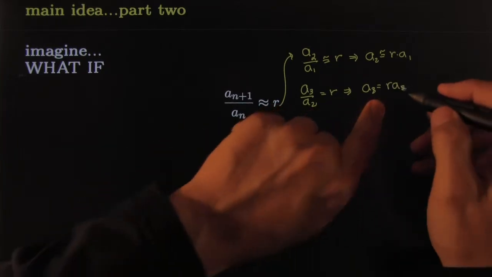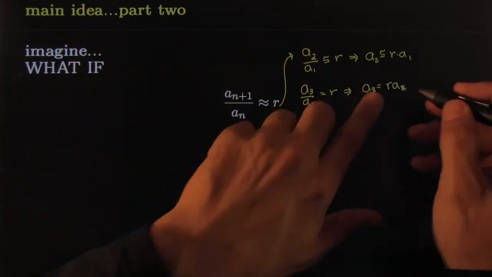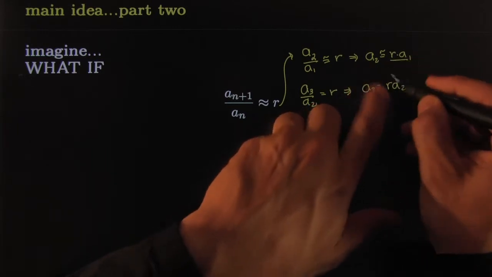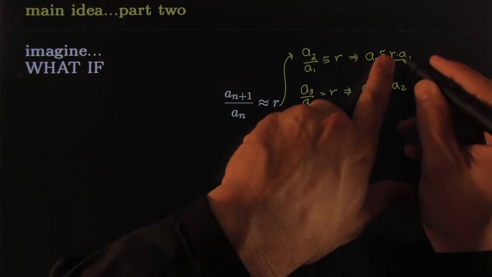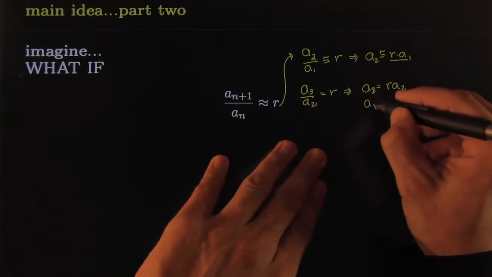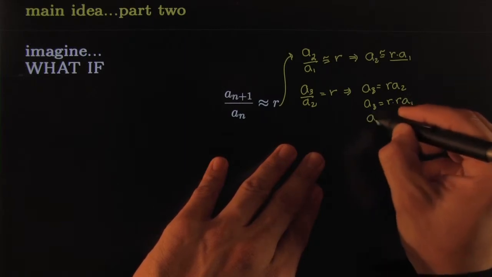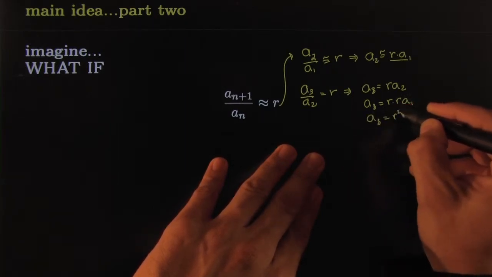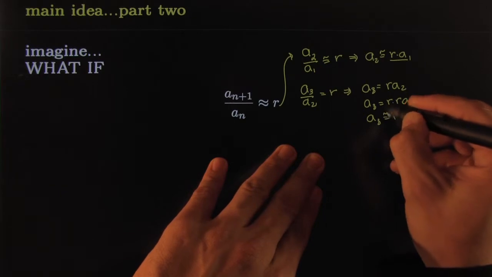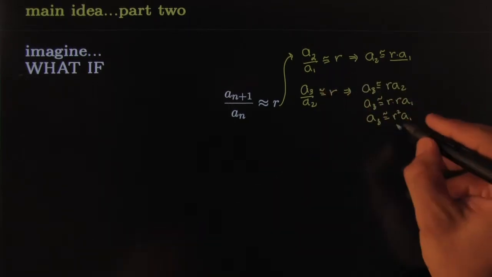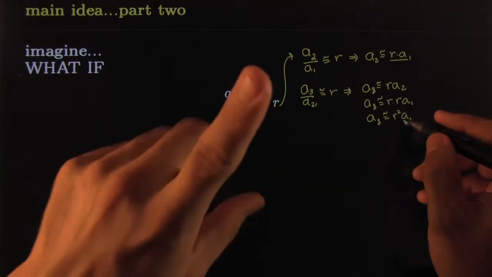You say, well, this is boring already. But wait, there's more. This would tell you that a2, I could substitute from the line above and put it in here. I can exchange that for r a1, leading me to believe that this must be r times r times a1, or said differently, r squared times a1. So a3 is equal to r squared times a1. But wait, there's more.